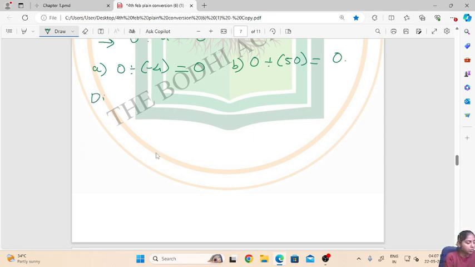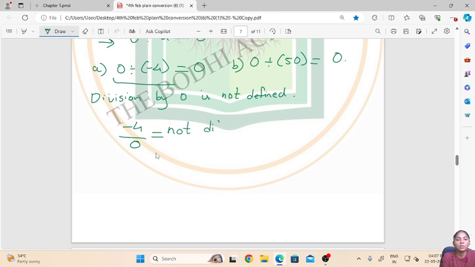Then we have to note that division by 0 is not defined. That is, we cannot divide any number by 0. Okay, so for example, this minus 4 divided by 0, this is not defined. We cannot divide it.